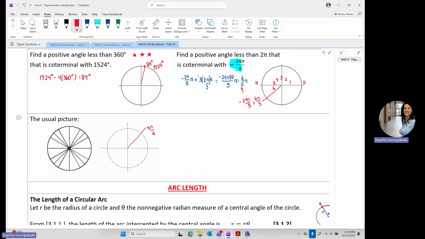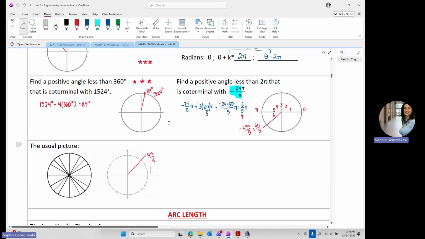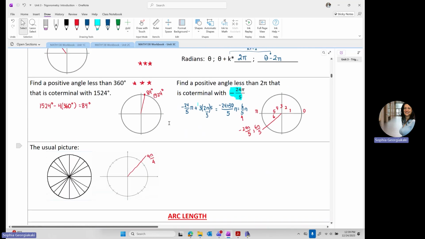This concludes the first part of our introduction to angles. And we will finish section 3.1 with a separate video where we will work with applications of angles and radian measure.